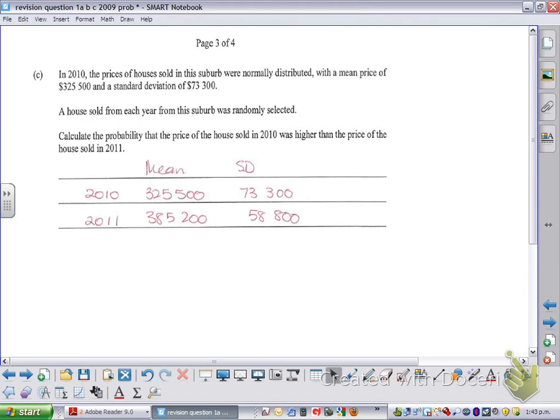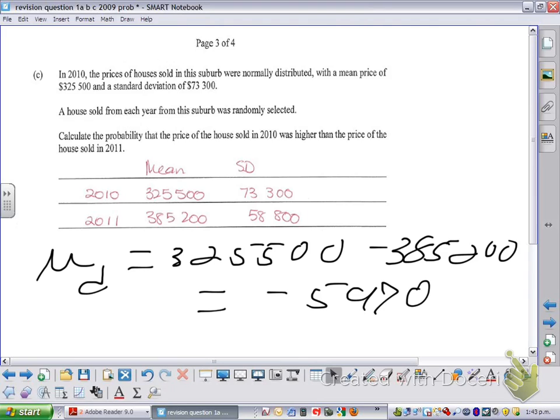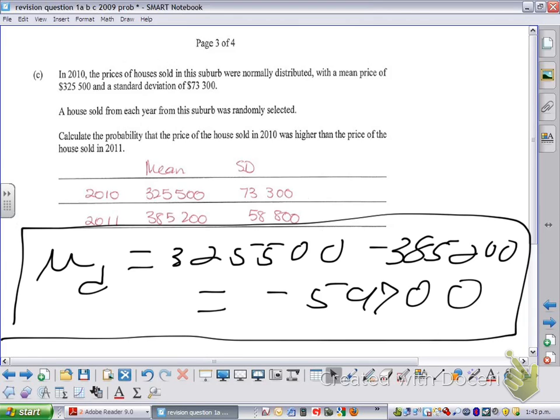Now, once we've got that, then obviously we're going to do the easy thing, which is find the difference between the means, and that's just a matter of taking your 325,500 and minusing the 385,200, and we get a negative 59,700. So that's the difference. That's the difference of the means, okay, between those. And we've got that, and so we can record that somewhere and have that to look at.